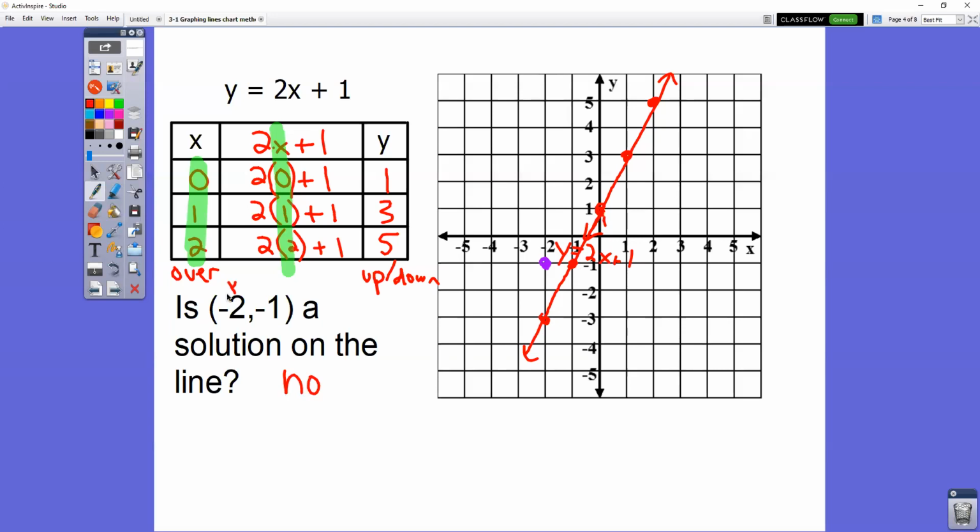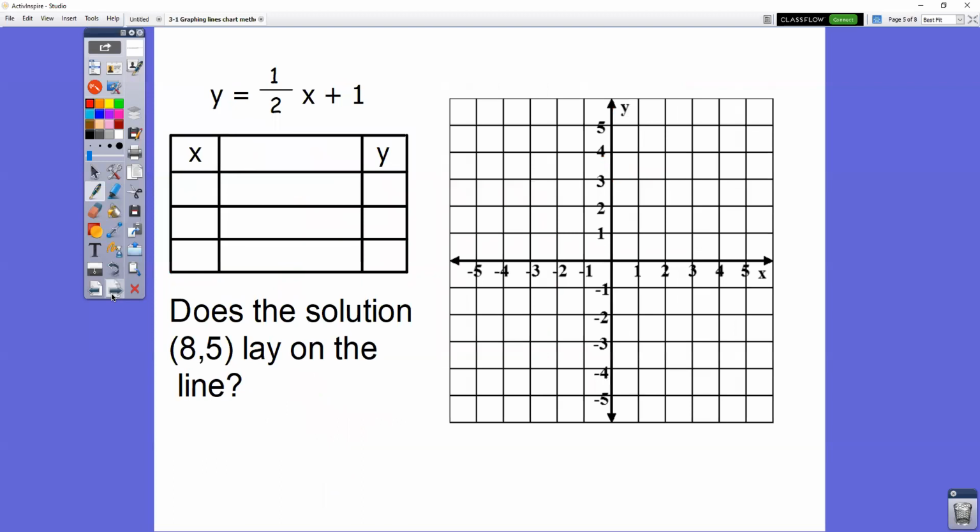Now, could I have done this algebraically instead? Sure. -2 is my x and -1 is my y. Instead of y equals, I would have -1 equals. Instead of 2 times x, I would have 2 times -2 plus 1. 2 times -2 is -4, plus 1 is -3. Does -1 equal -3? No, it does not. Notice that our point was not on the line. So this is what it will look like when it does not check, when your answer is no. You'll end up with different numbers on each side of the equal sign.